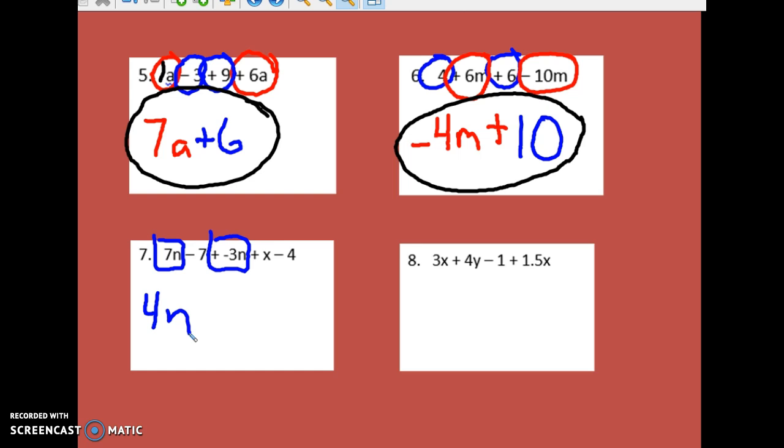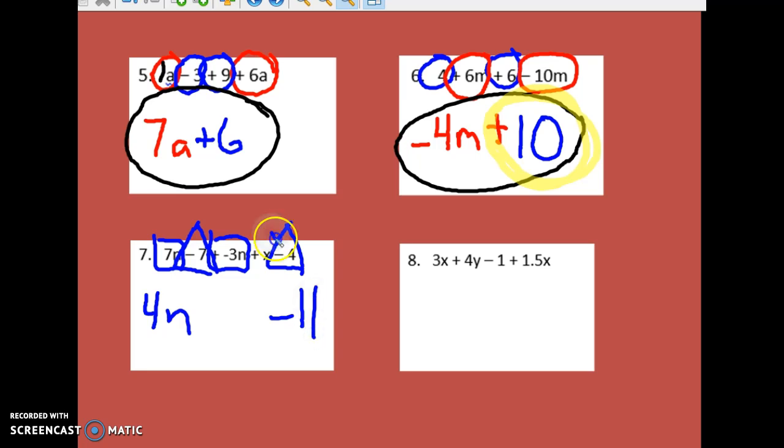Now again, I said I don't have a different color, so this time I'm going to put maybe a triangle around the next one. So I have minus 7. Do I have anything else that does not have a variable? Yes, I do. I have the minus 4. So negative 7 minus 4 gives me negative 11. So remember, anytime we have a constant, a number with no variable, we want to put that answer at the end of the problem like we did on number 6. So back to this one. We had negative 7 minus 4. That gives me negative 11. So I'm going to put negative 11 at the end.